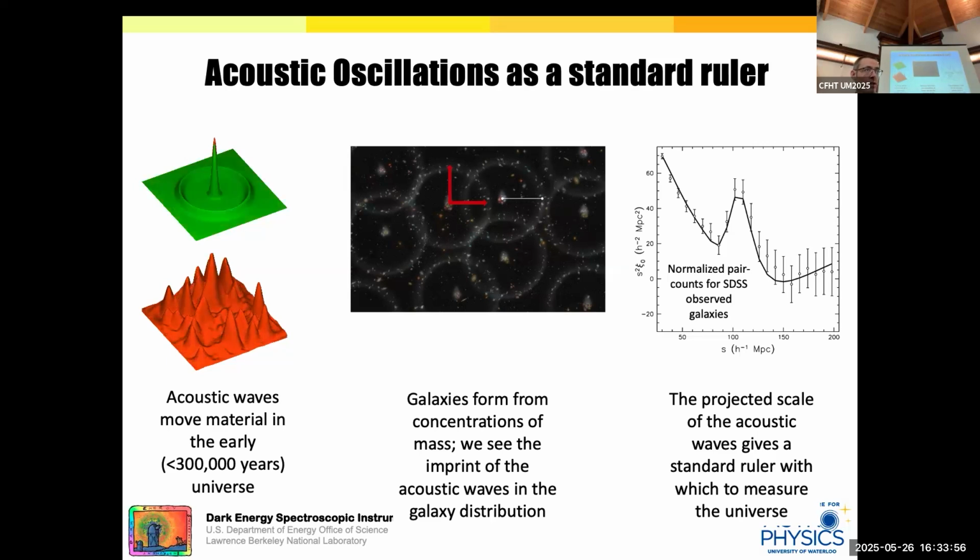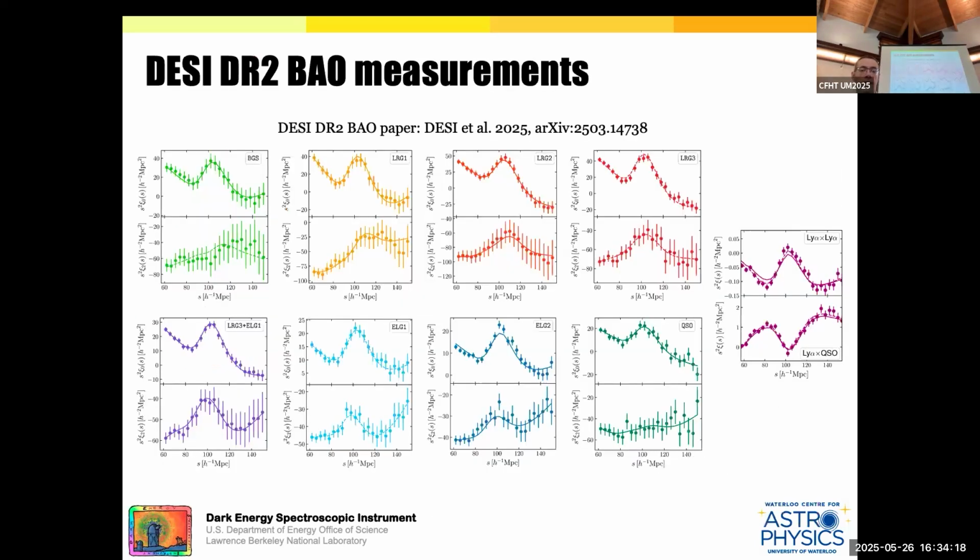So once you've got a galaxy survey, you can count pairs as a function of the separation of the galaxies, and that's all you need to do to find the BAO scale. It's incredibly robust. It's very large. 100 megaparsecs expands with the expansion of the universe. So you've got that standard ruler that you can use to track the distance-redshift relationship. And we can do that in DESI in incredible detail.